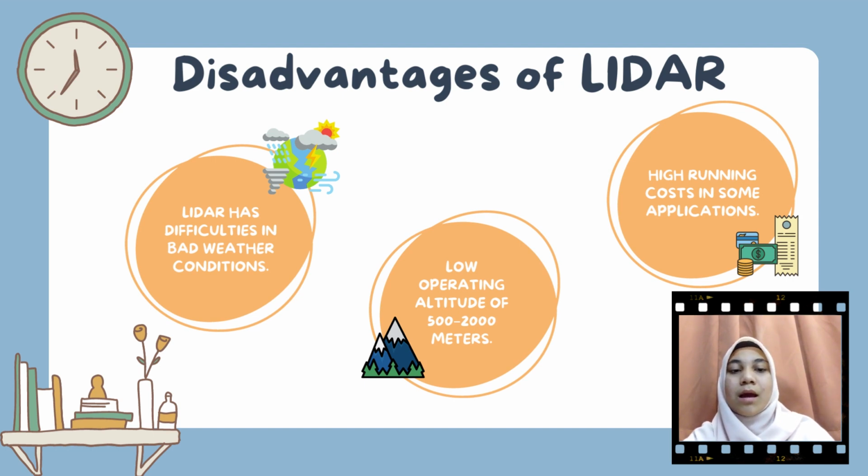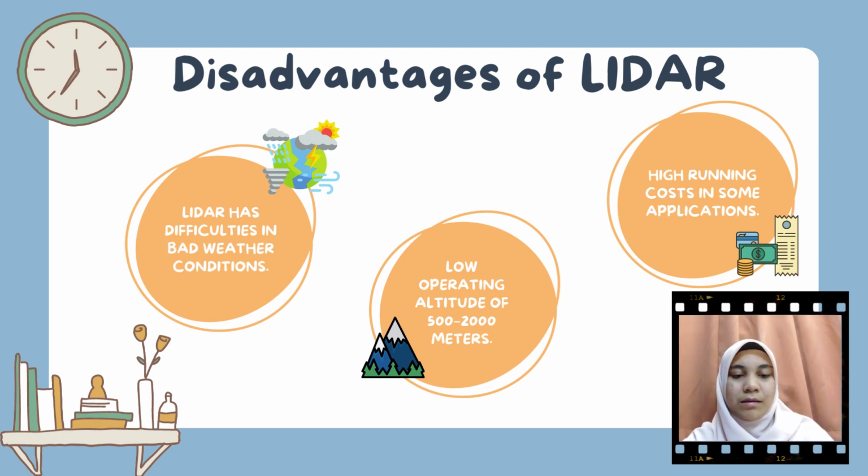Okay, next. Low operating altitude of 500 to 2000 meters. The capacity of airborne LiDAR to detect small features is determined by the altitude, direction, and quality. Target items on any platform may be covered by other things in the foreground. Spoof signals can cause problems for users by generating false information, which may result in the creation of non-existent objects.